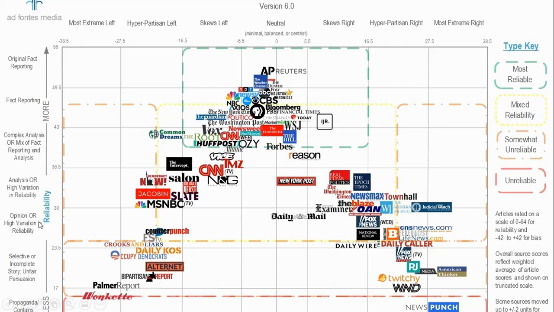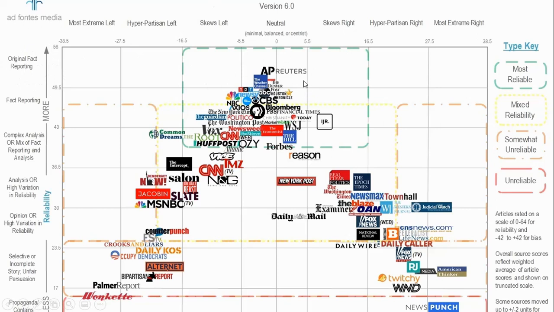So one is reliability, from the least reliable sources down here at the bottom, like News, Punch, Wonkette, Palmer Report, WND, up to the most reliable sources at the top of the scale, the Associated Press, Reuters, Weather Channel, NPR, Bloomberg is up here. These sources are going to be the most accurate, and they're going to give you the most fact-based information, particularly the most original fact reporting.